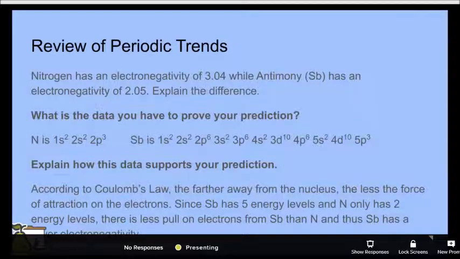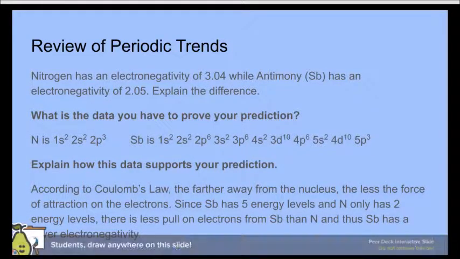So according to Coulomb's law, the farther away from the nucleus, the less force of attraction on the electrons. Since antimony has 5 energy levels and nitrogen only has 2, there's less pull on the electrons from antimony than nitrogen, and thus antimony has a lower electronegativity. Now, notice that this is not really an incredibly right answer.